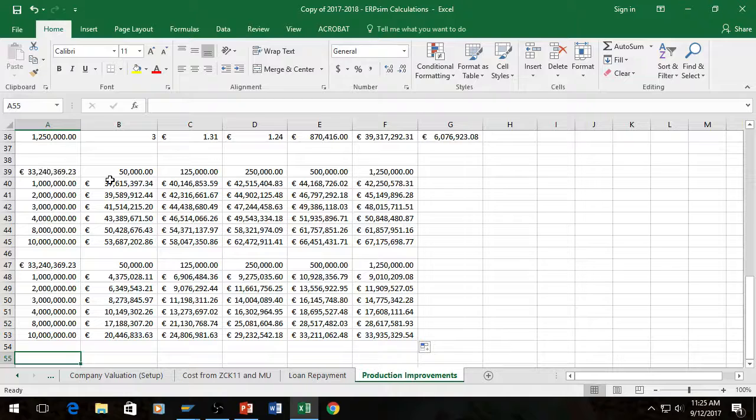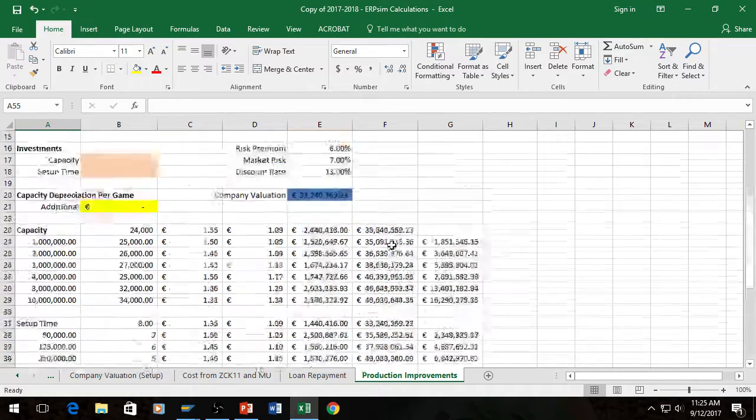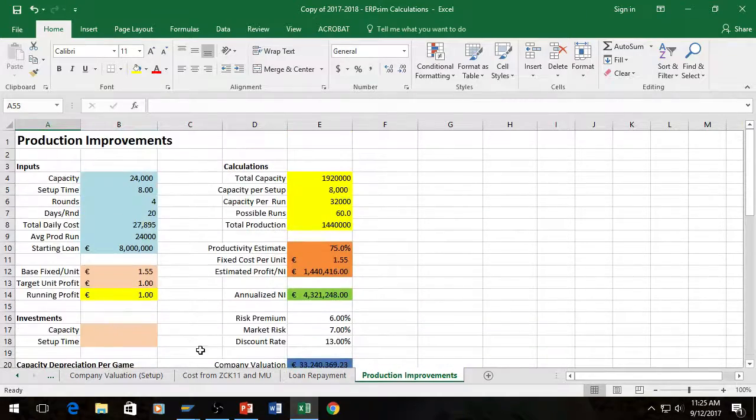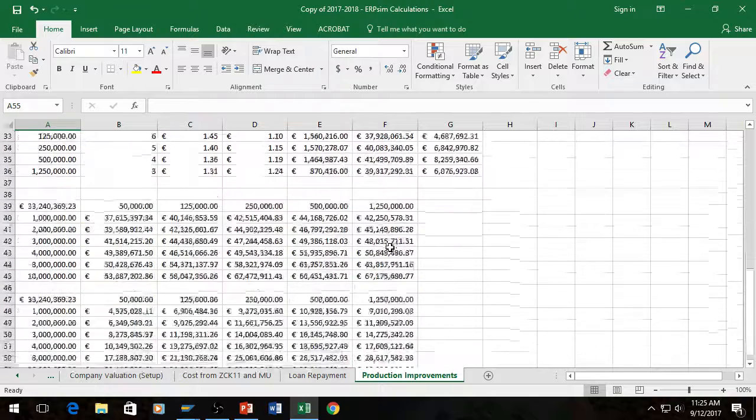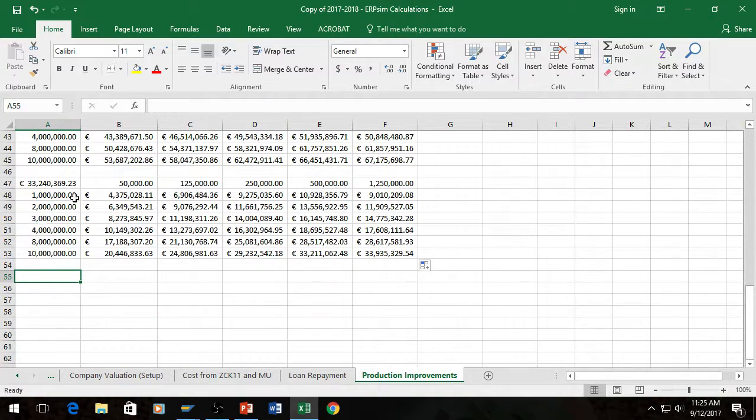This is the estimated company valuation if you were to do 1 million and 50,000, 8 million and 250,000, 10 million and 1.2 million. This is how the company valuation would turn out. This is the difference from our base value up here, just using the straight 75%. This is how it changes. So as you do 1 million in capacity, 50,000 in setup time, your company valuation should go up by 4.3 million. If you do 10 million and 50,000, it's going to go up by 20 million on estimating.